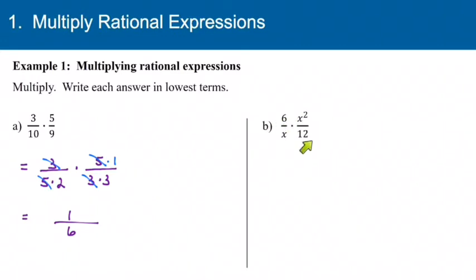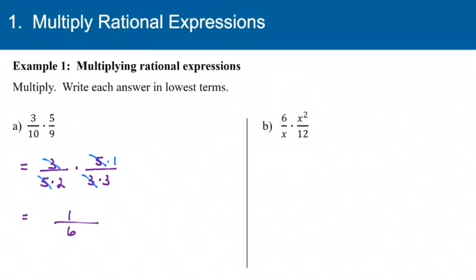Let's do the same thing here in part B. So I have 6 over x times x squared over 12. Now I know that there's no sense in breaking down the 6 because I see the 12 here, and I know that I can write 12 as 6 times 2.